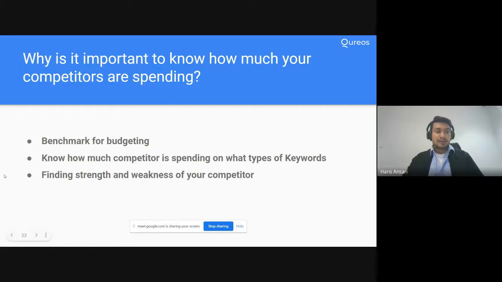And the second point is that by knowing how much your competitor is spending and on what keywords they are spending the money, this will tell you what their strengths and weaknesses are. You can build up your strength on that platform as well and compete with them. And there will be weaknesses of your competitors which you can take advantage of. So all of you have answered it rightly. This is important and we all should be doing it at some point of time.